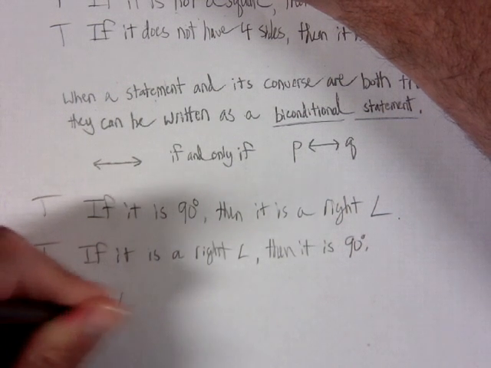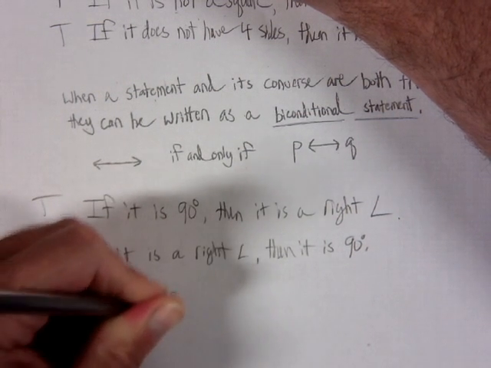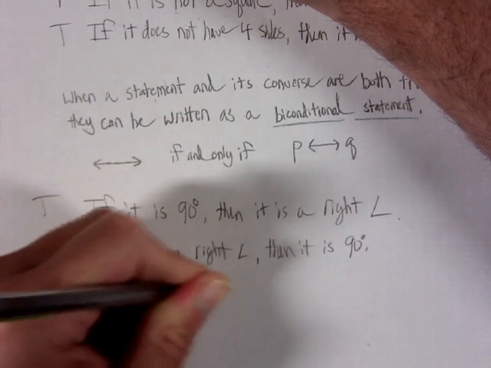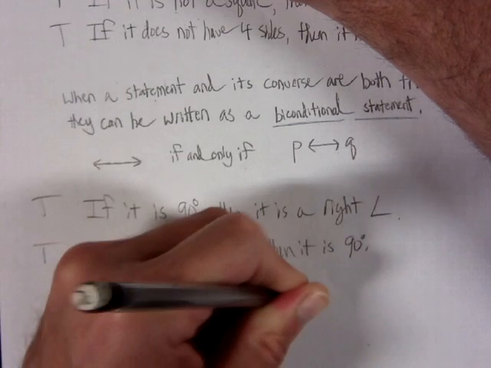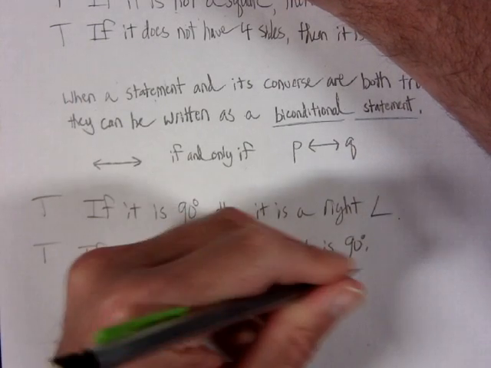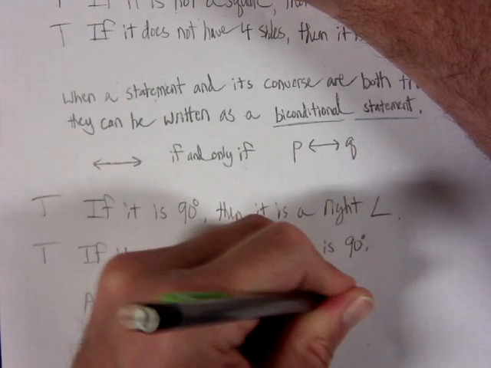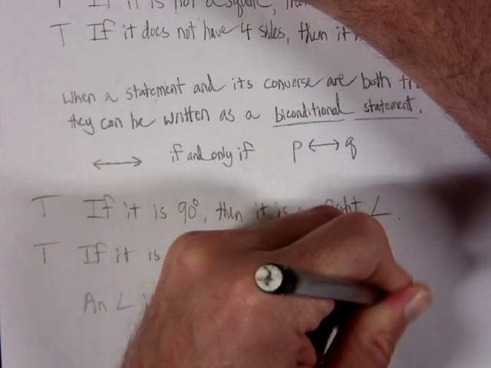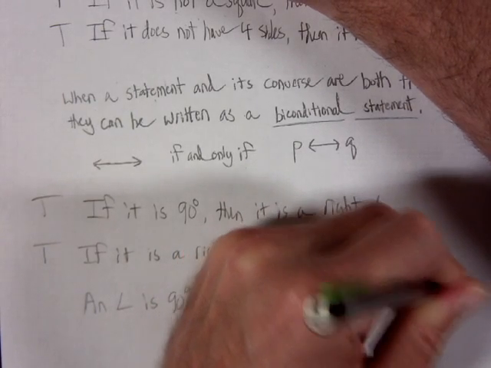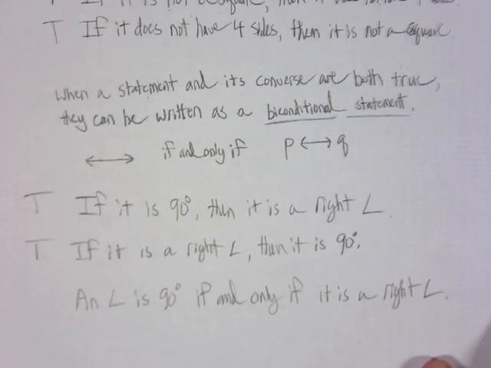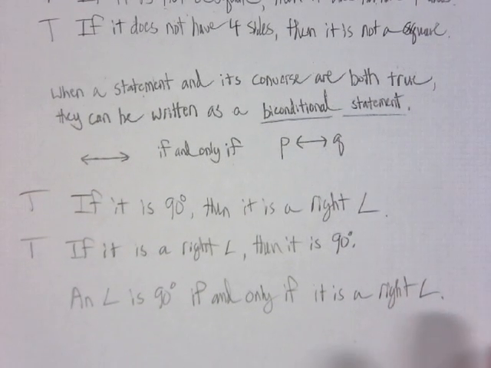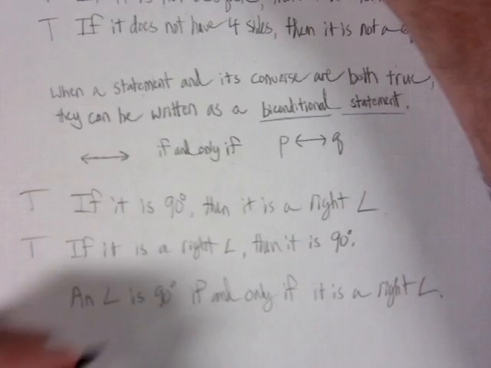An angle is 90 degrees if and only if it is a right angle. Okay? An angle is 90 degrees if and only if it is a right angle. Okay? And so that is kind of an example of a biconditional statement. That would be your bicondition.